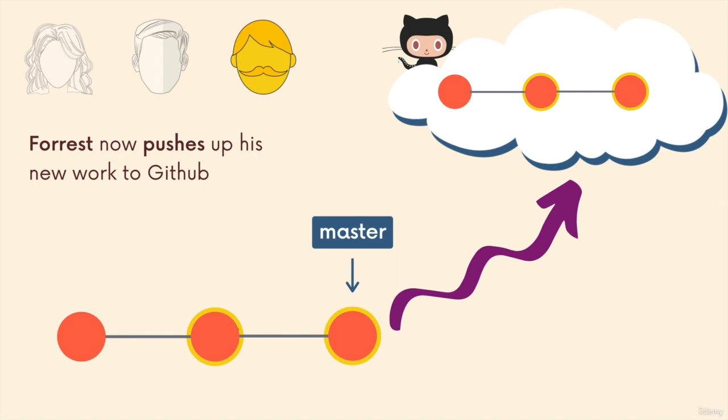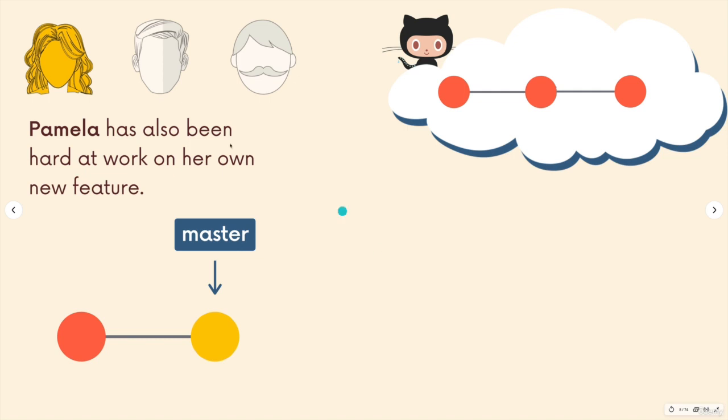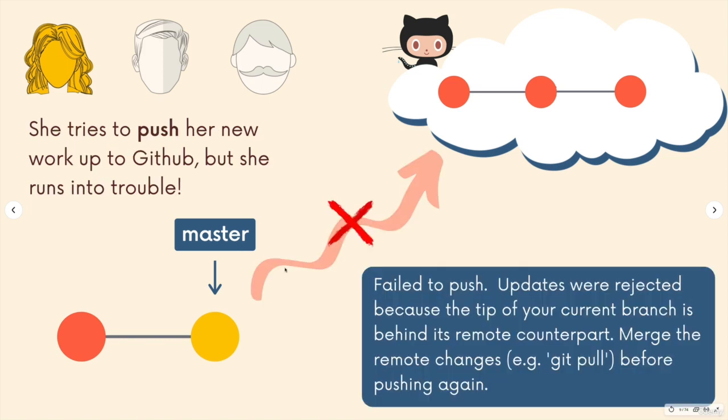During this same period where Forrest was working and he pushed his code up, Pamela has also been hard at work on her own feature all day. So that yellow commit is Pamela's new work. Okay, so as she's been working, Forrest already pushed some code up. Pamela now wants to share her code with everyone. So she wants to push it up. So she tries it, git push origin master, but she's not allowed to. Why? Well, she gets this message, failed to push. Updates were rejected because the tip of your current branch is behind its remote counterpart. Merge the remote changes, git pull, before pushing again.